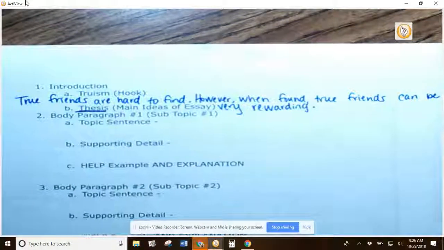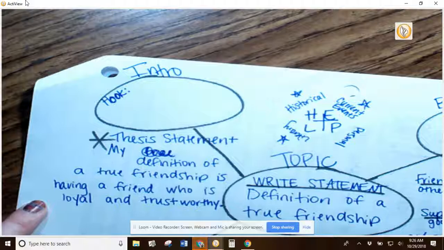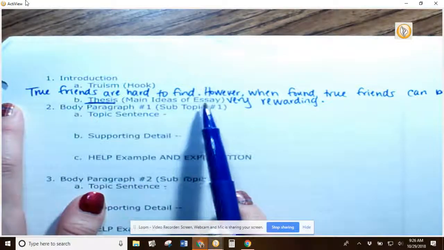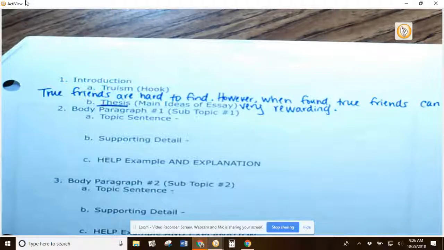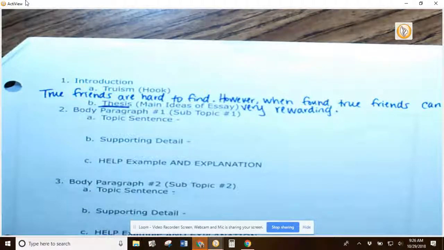So then we would go on to say, my definition of a true friendship is having a friend who is loyal and trustworthy. That would be the next thing you write. I didn't really leave you a lot of room there. So then you put, true friends are hard to find. However, when found, true friends can be very rewarding. My definition of a true friendship is having a friend who is loyal and trustworthy. That's your introduction. Make sense? So you would put a truism plus your thesis, and that's your introduction. It could be 1 to 3 sentences. It doesn't have to be very long. And then you start working on your body paragraphs.